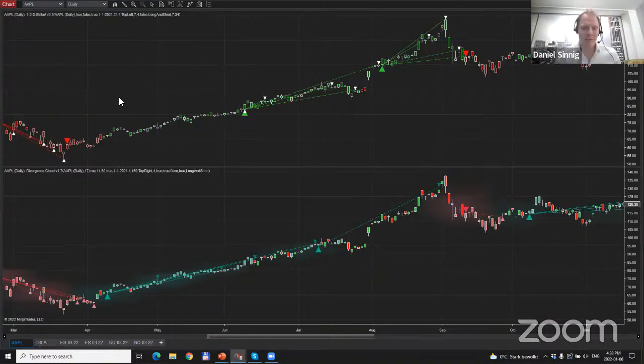Casey wants to know if there's a scanner that can identify the stocks that are breaking out with the crusher. Yeah, this is called the market analyzer in NinjaTrader. And our indicators work with the market analyzer.